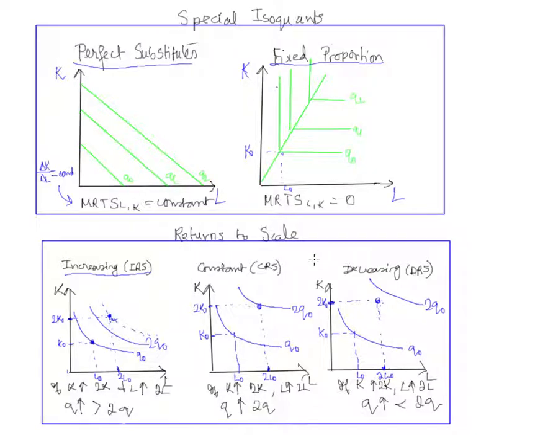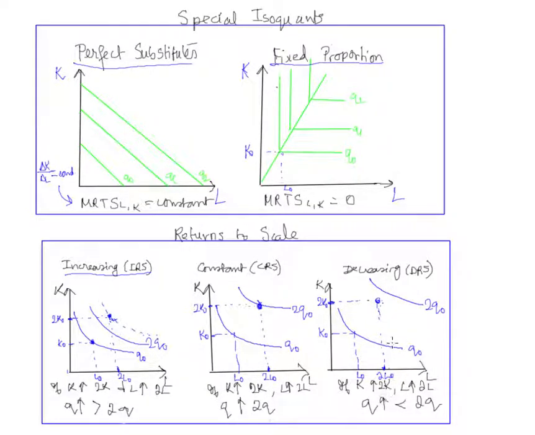That relates to equiproportional increases in both factors. Similarly, constant returns to scale. Note that here 2K0 and 2L0 yield exactly double the output. So the isoquant 2Q0 will pass through this point. All right, so this is constant returns to scale.